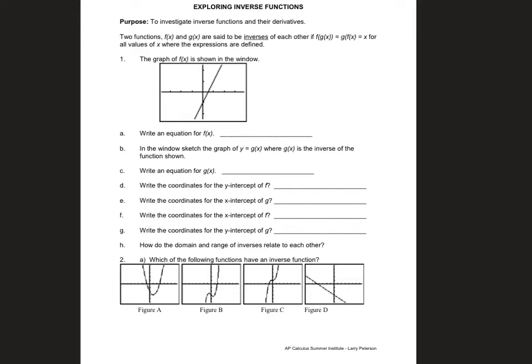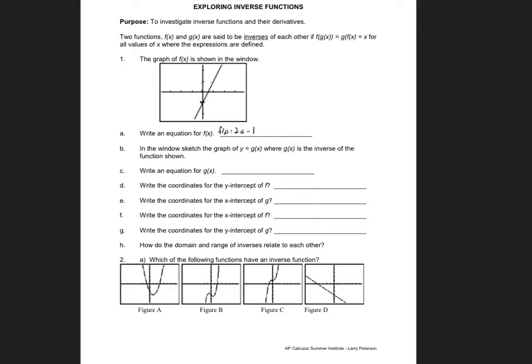To find an equation, it looks like that has a y-intercept of 1, and it looks like it's going up 2 and over 1. So I would say we can have y equals 2x minus 1, or f of x equals 2x minus 1. Let me call that f of x.